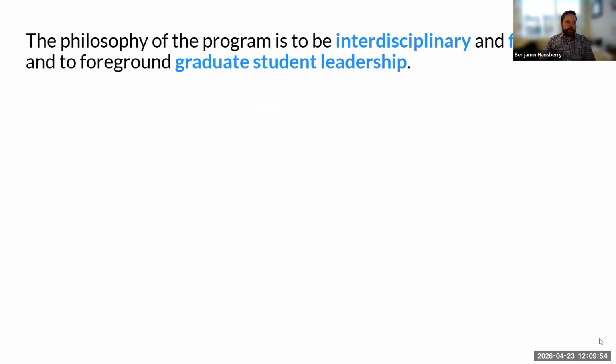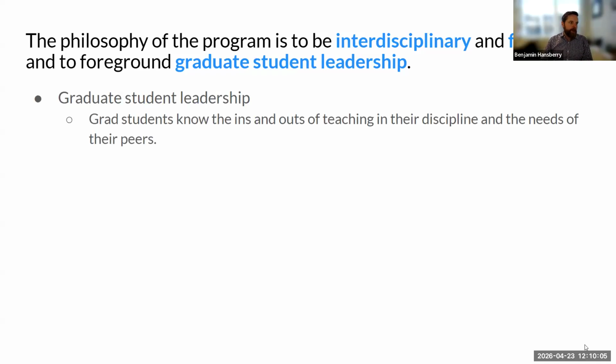So the philosophy of the program is to be interdisciplinary and flexible and to foreground graduate student leadership. I'll unpack these in reverse order, starting with graduate student leadership. Graduate students know the ins and outs of teaching in their discipline, as well as the needs of their peers. So it would be possible for someone like me to bounce around to each department and give a teaching workshop for just the graduate students in that department as they needed it. And that would be okay.